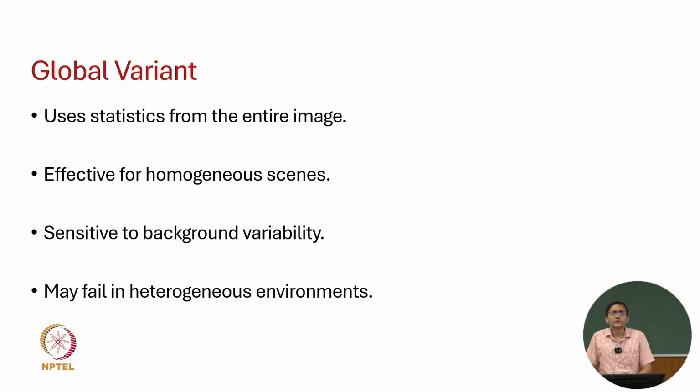So we talked about the global variant and the local variant. Let us first think about what the global variant is. Global here, in our case of image analysis, means our given image. We cannot, of course, just look beyond the given image, right? So in the global variant, they will use statistics from the entire image. This is effective for homogeneous scenes where we observe homogeneity over the entire image.